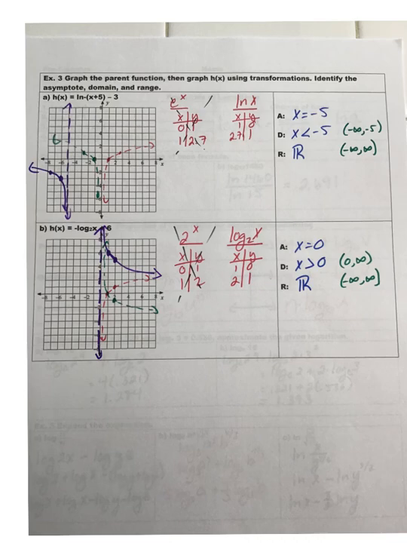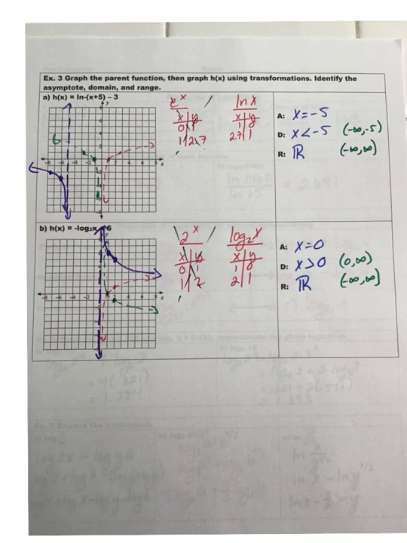Hello, my pretties. Here we are on page 2 of the logarithm notes where we're actually going to graph our log functions. So we're going to graph the parent function, then graph h of x using transformations. We're going to identify the asymptote, domain, and range. So our ADR, we always do our ADR. All right, so parent graph is just the natural log of x in this case, because we have h of x equals the natural log of negative x plus 5 minus 3.